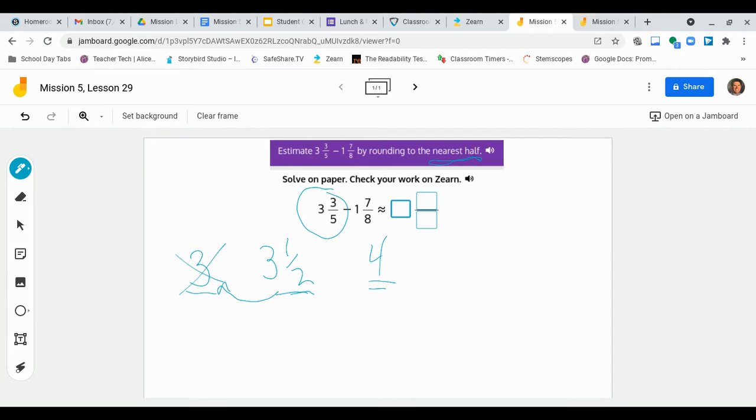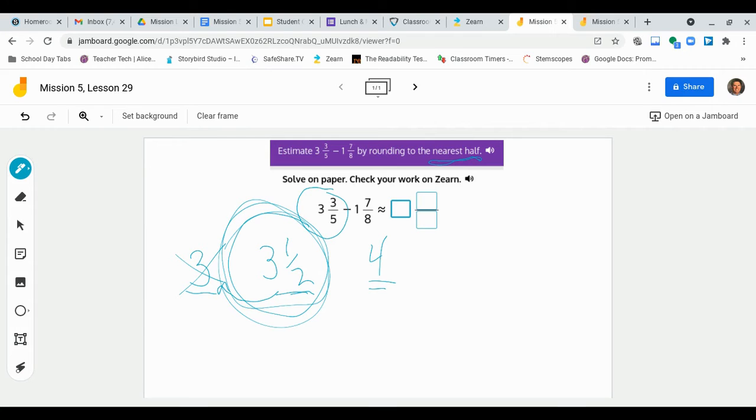Well, if we look at it like this, half of 5 is 2.5, and 3 is just a little more than that. If it was 3 4/5, I would say we could go ahead and round it up to 4. But in this case, 3 3/5 is actually going to be closest to 3.5. All right, so we're going to round 3 3/5 to 3.5.